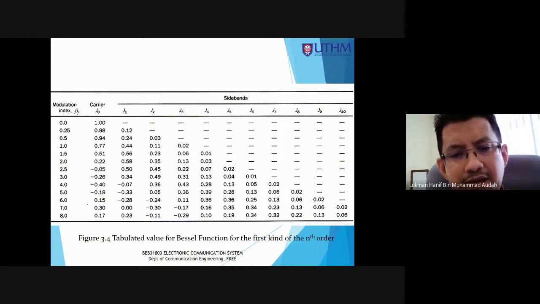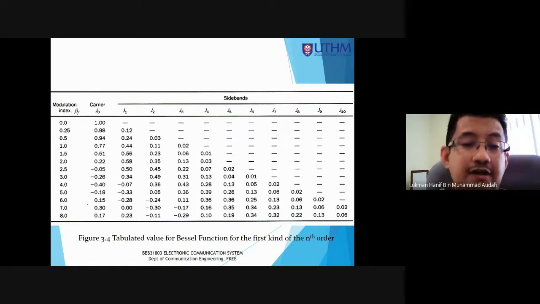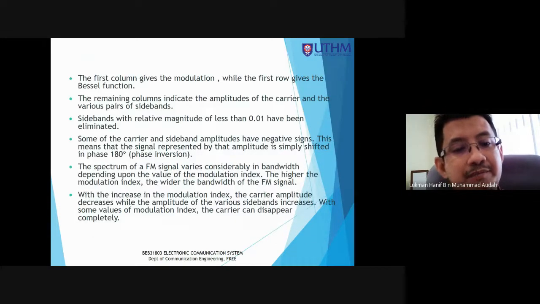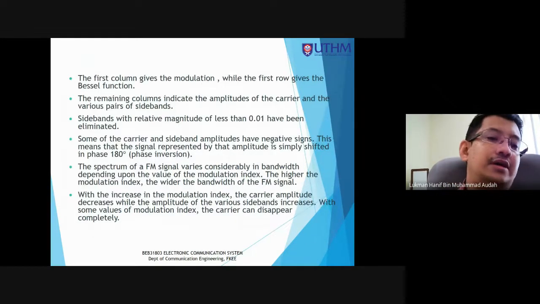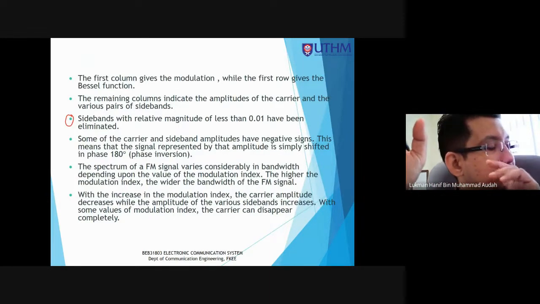So there might be a sideband which is very, very, very small, but it is insignificant. Itu pun telah dinyatakan dalam sini. It is already stated here that the sideband, sekejap.